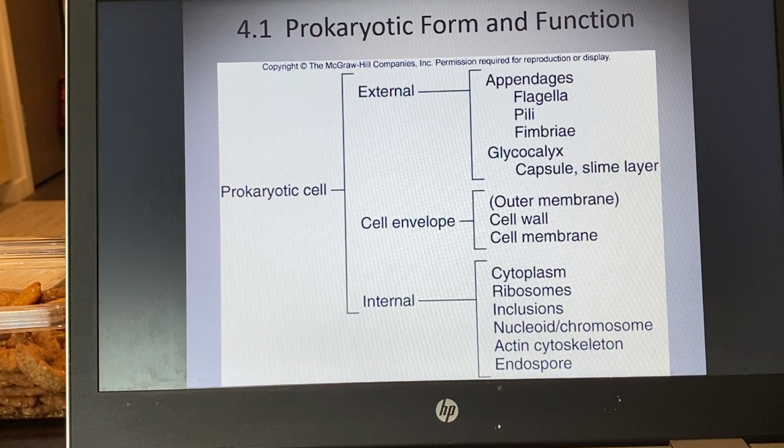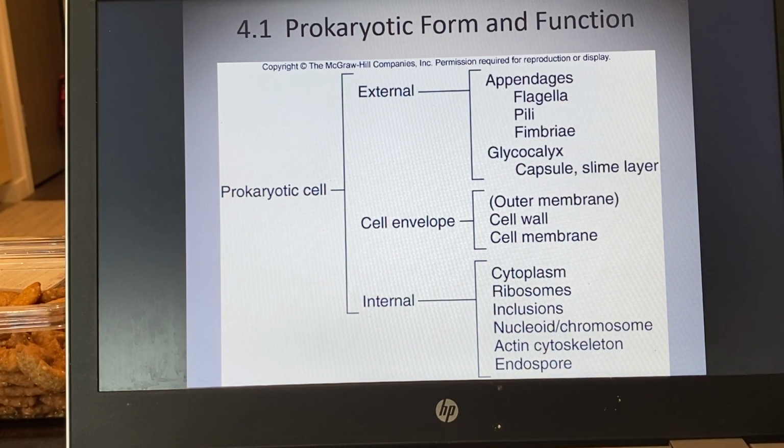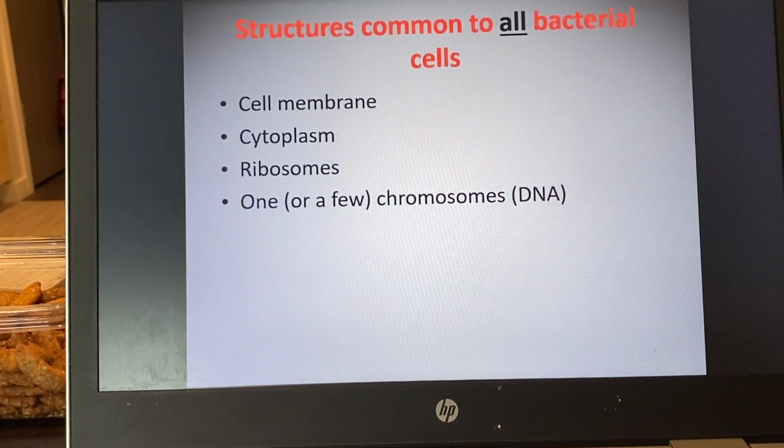So here are some things that we're going to talk about in this chapter. We're going to talk about different appendages or things that kind of hang off of the prokaryotes. And in this case, I'm really going to use the term bacteria because bacteria are prokaryotes, and those are the only prokaryotes that we'll be dealing with in this class. And then we're going to touch on these other structures as well. So when you talk about bacteria, they're really, really simple. And in fact, the most simple bacteria only have 4 parts or 4 structures.